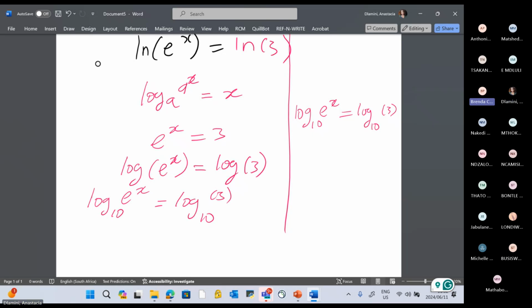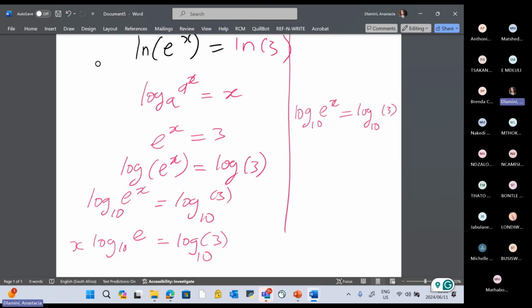Nothing except dropping the power, I think. Okay, we can do that and say this is x log of e base 10 equals log of 3 base 10. We can do that.